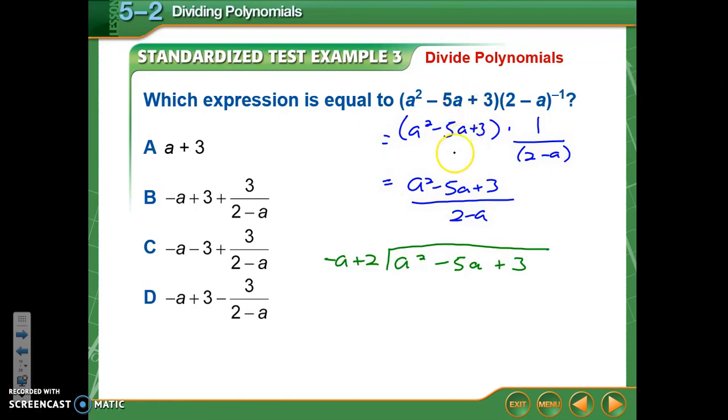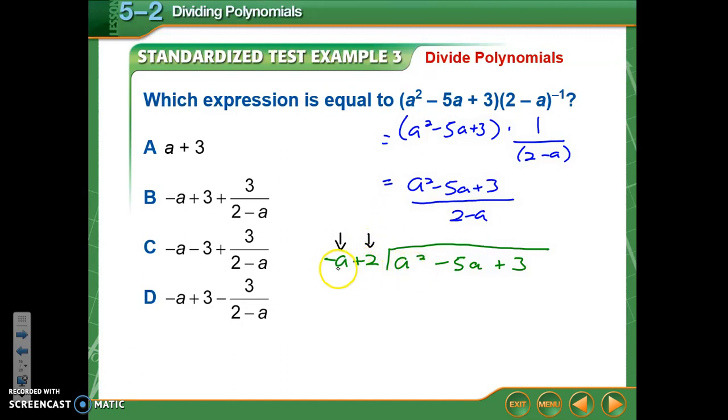So we're going to set up our long division. Notice how I wrote my divisor here as negative a plus 2. That's the same as 2 minus a. It's just arranged so that the variable comes first and the constant comes second. And that will probably be an easier way to write it so you don't get confused.